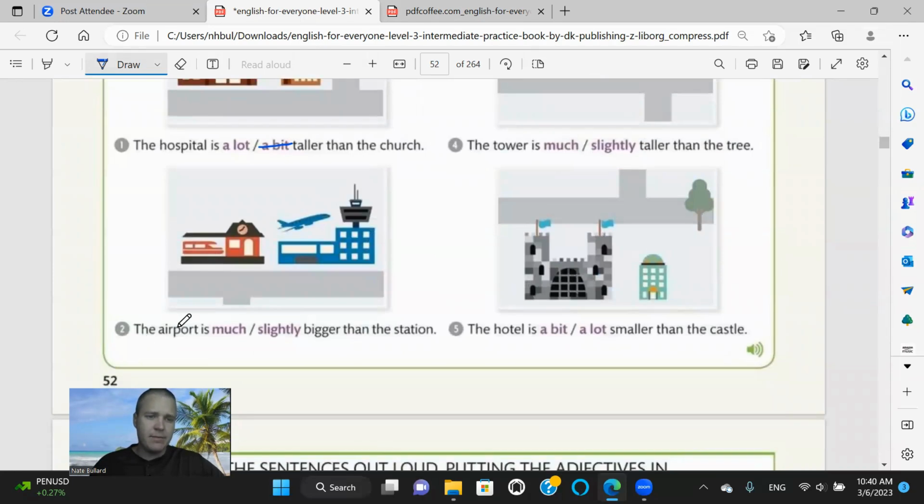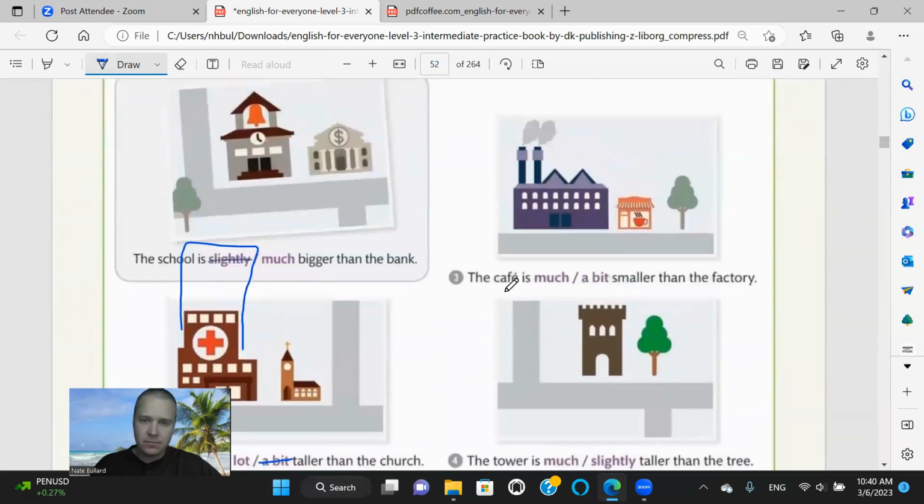Number two, the airport is much bigger than the station, or the airport is slightly bigger than the station. This one is going to be the airport is slightly bigger than the station. I don't think it's really that much bigger. It's bigger, but it's not that much bigger. Slightly. Significa un poco. Un poco. All right.